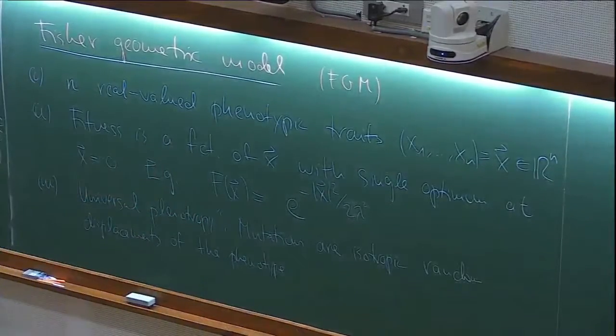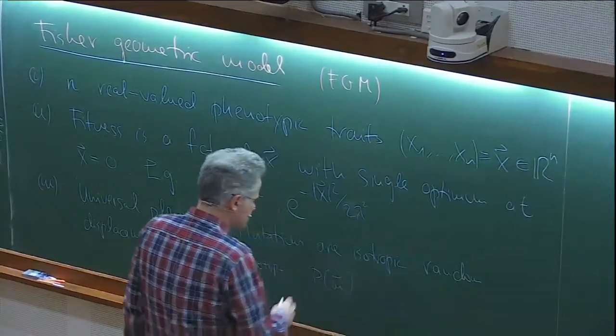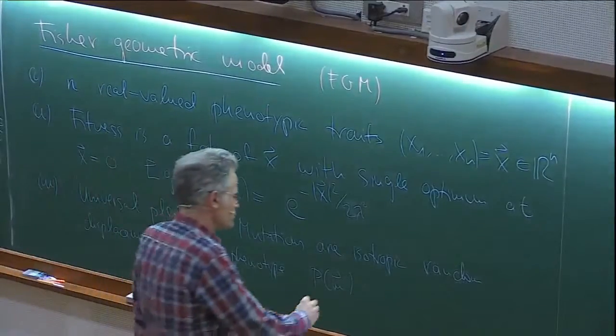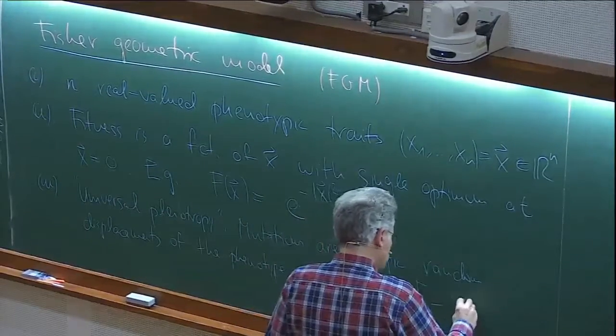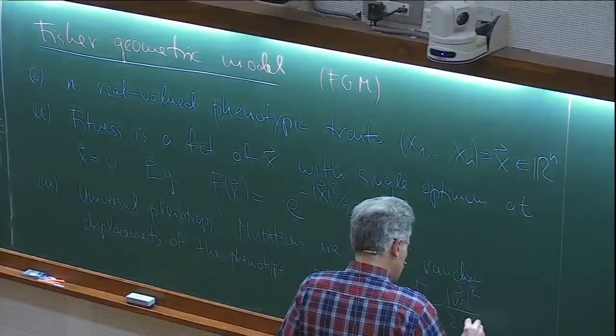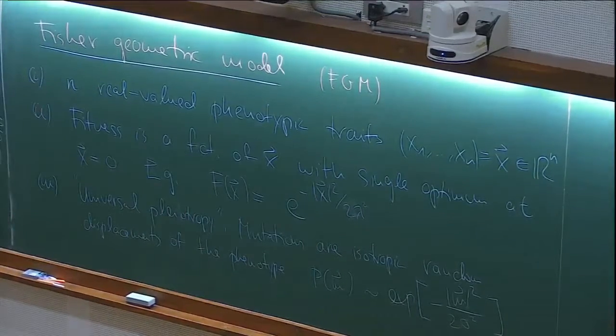Now, in Fisher's original argument, he actually assumed that these displacements all have the same size. So there's a certain scale of mutational displacements. I'm going to assume that the displacements are Gaussian random vectors. So m is a mutation vector, and there's a probability distribution, which is an isotropic Gaussian. The probability of having a certain displacement is e to the minus m squared divided by sigma squared, where sigma squared is the variance of the mutation. That tells you how big the mutations are.